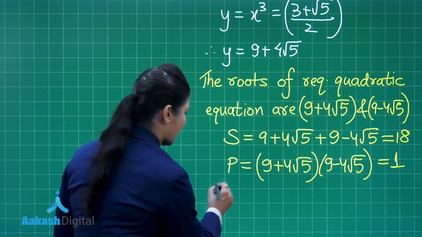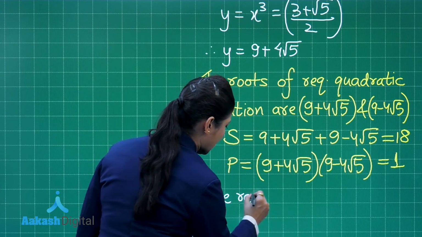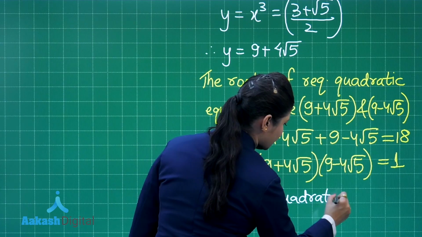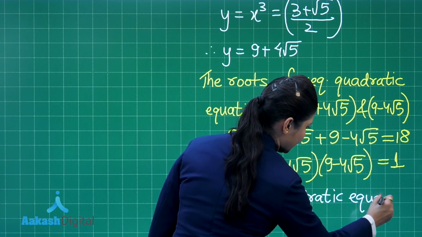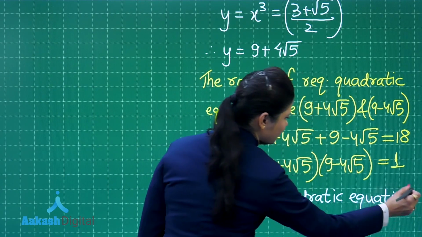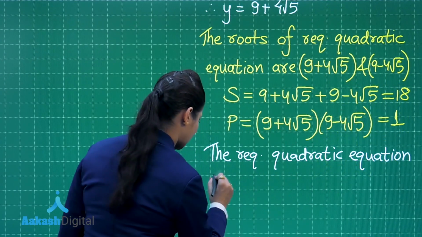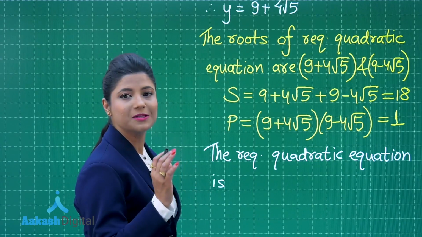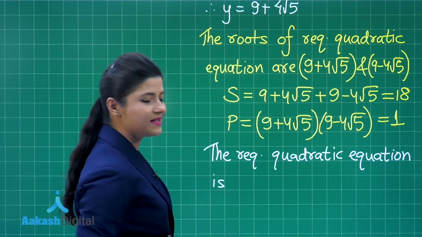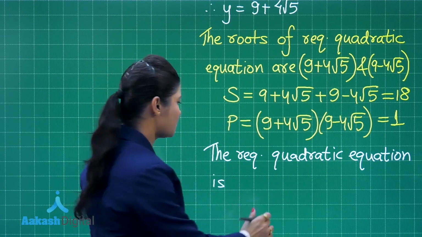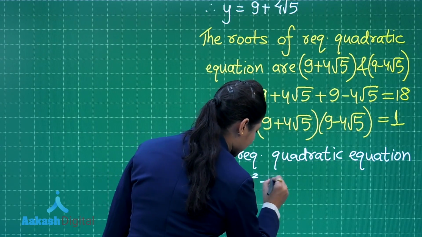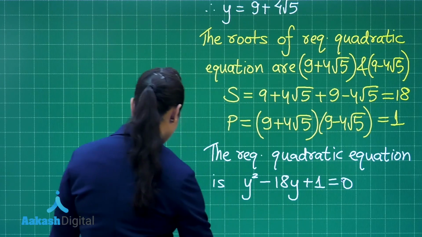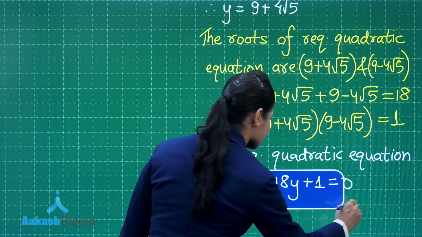So, I could definitely write here the required quadratic equation. The required quadratic equation is y square minus sy plus p, where s is the sum of roots, that is 18, and p is the product of roots, that is 1. So, this will be equal to y square minus 18y plus 1 equal to 0. Here we get the required answer for this question.